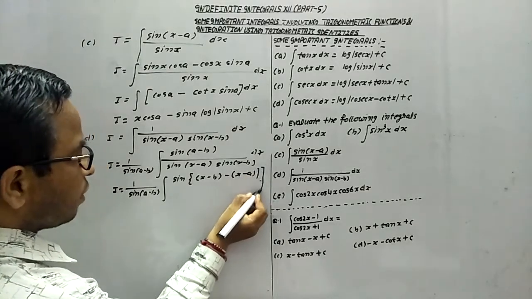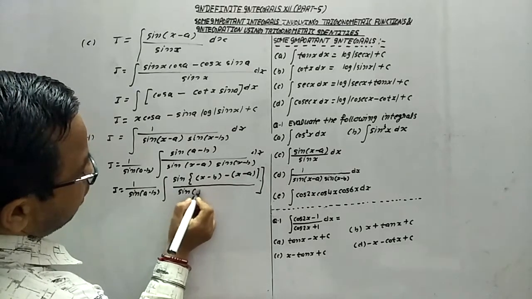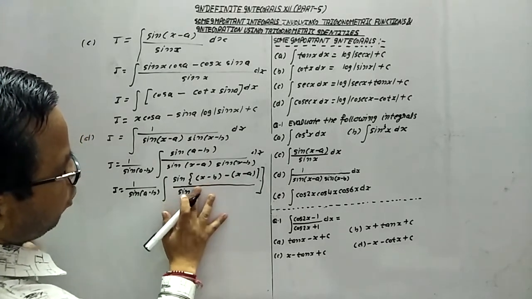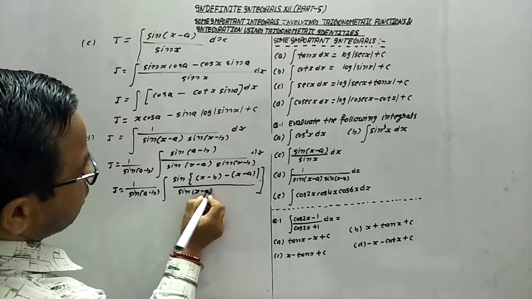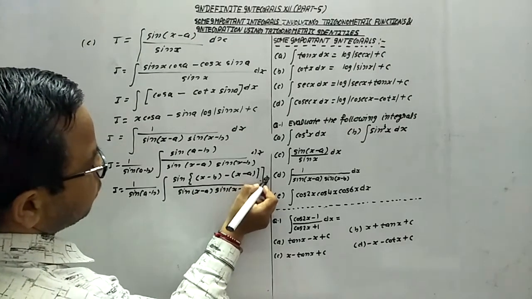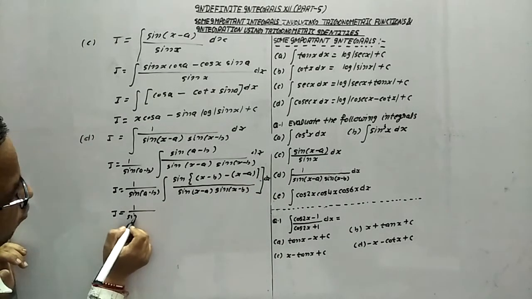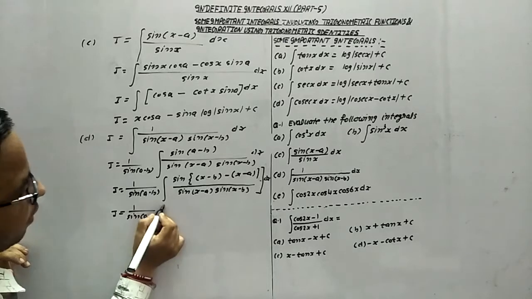Once we solve this, we will get this part only, whatever we have, sin(a minus b). Now look at this. In the denominator we have sin(x minus a) sin(x minus b), and this is dx. Now, one step I am skipping here, but in the exam you have to show it.